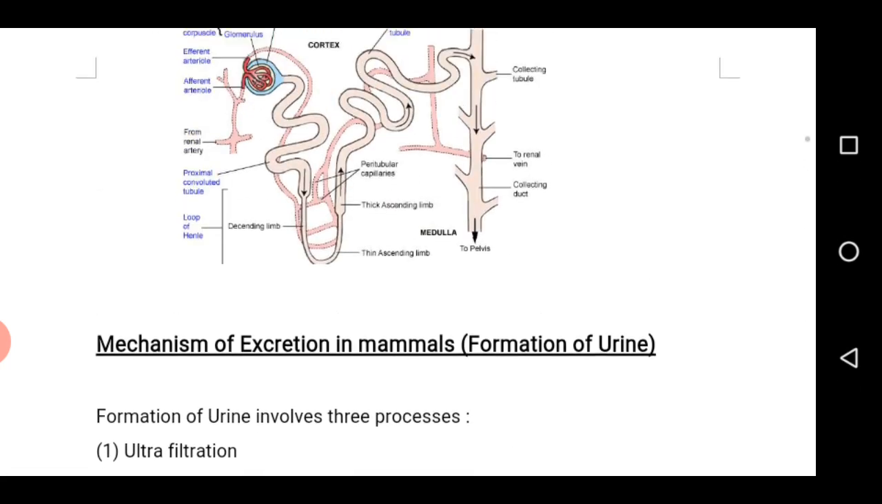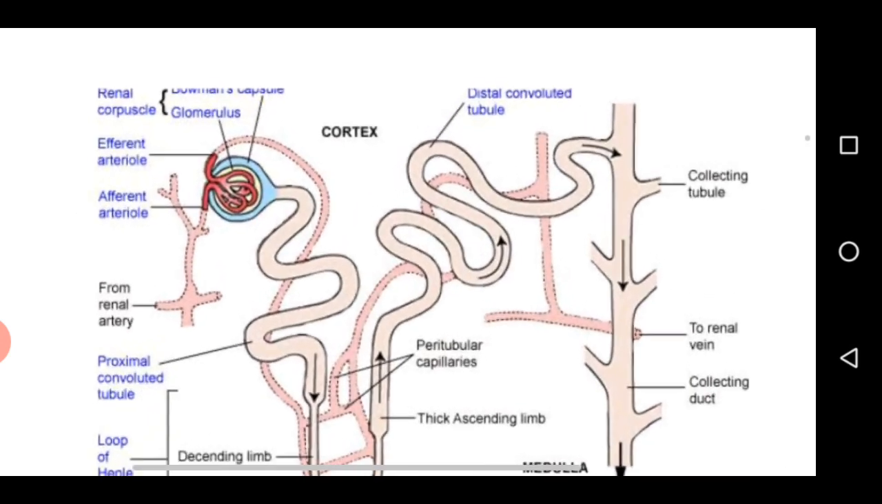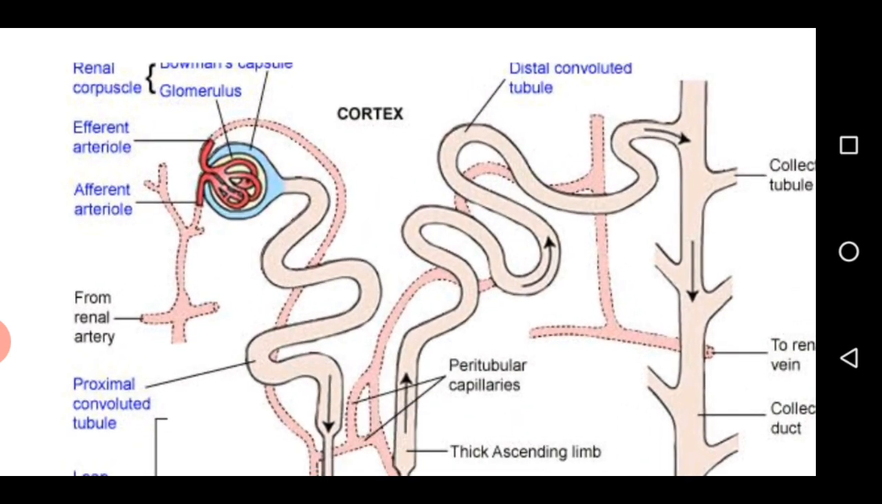As you can see in the diagram, the cup-like shaped Bowman's capsule. See the renal artery supplying the blood into the cup-like shaped capsule, that is glomerulus, and filtration occurs inside that cup, inside the Bowman's capsule, and the materials that are filtered enter into the tubule.